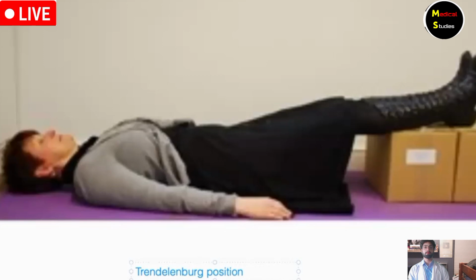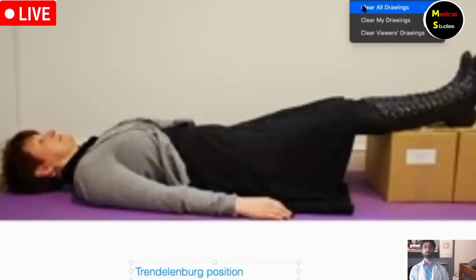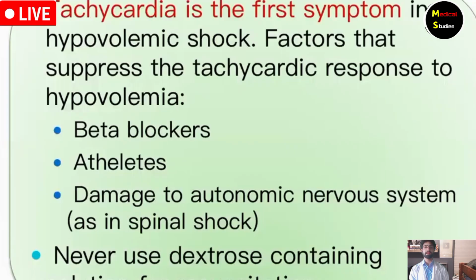So some of the important points in the end. Tachycardia is the first symptom in hypovolemic shock. So never ever ignore tachycardia. This is a vital sign for hypovolemic shock. What is the rate of the pulse in that condition, or what is the volume of the pulse? In this case the volume is low and the rate is high.